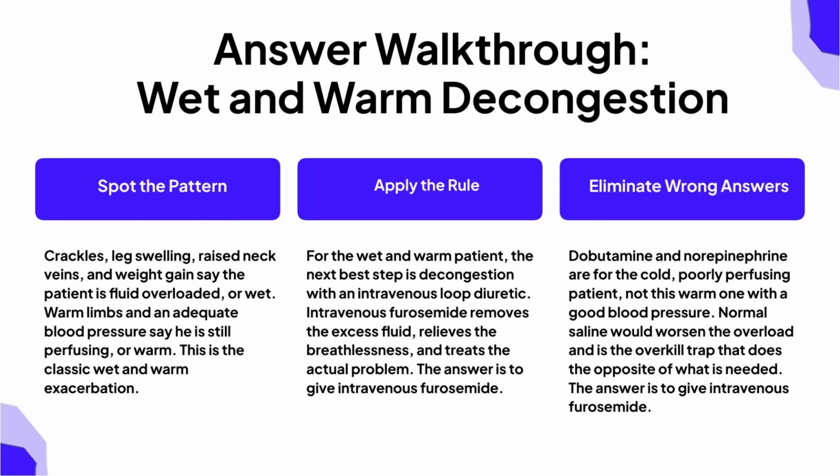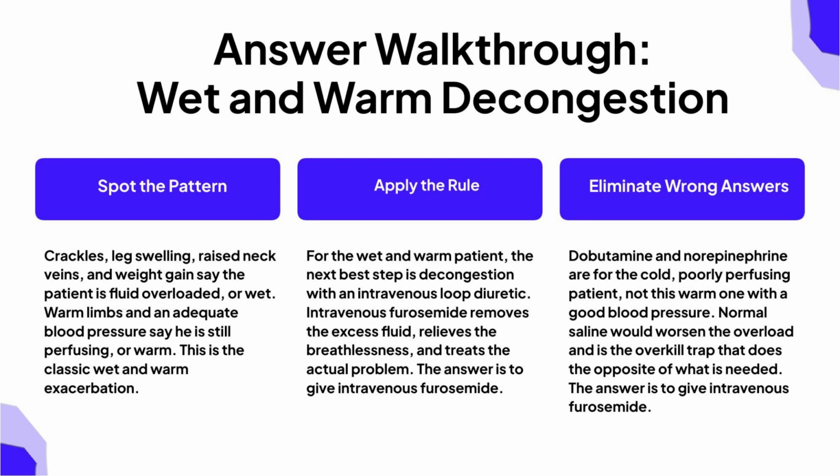First, spot the pattern. Crackles in the lungs, swelling in the legs, raised neck veins, and recent weight gain all tell you the patient is fluid overloaded or wet. Warm limbs and an adequate blood pressure tell you he is still perfusing or warm. This is the classic wet and warm exacerbation, which is the most common scenario you will see.